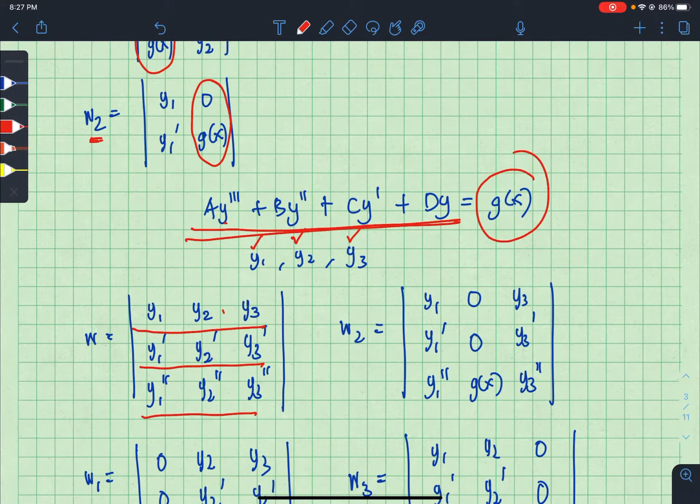So from here, our first solution is e raised to x, and our second solution is x e raised to x.